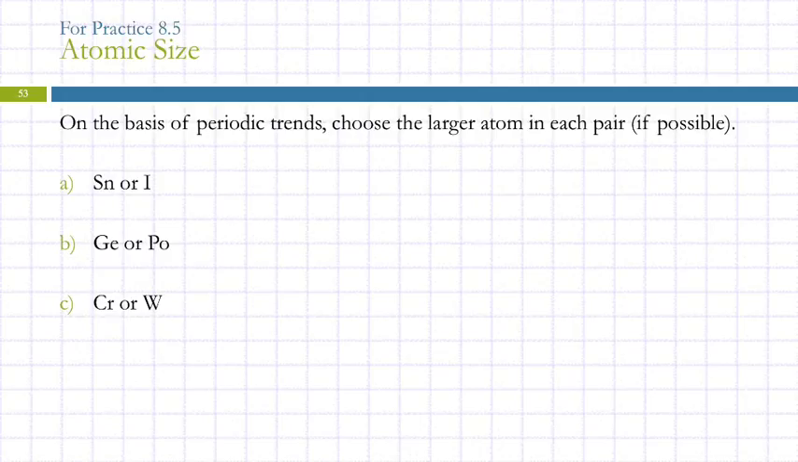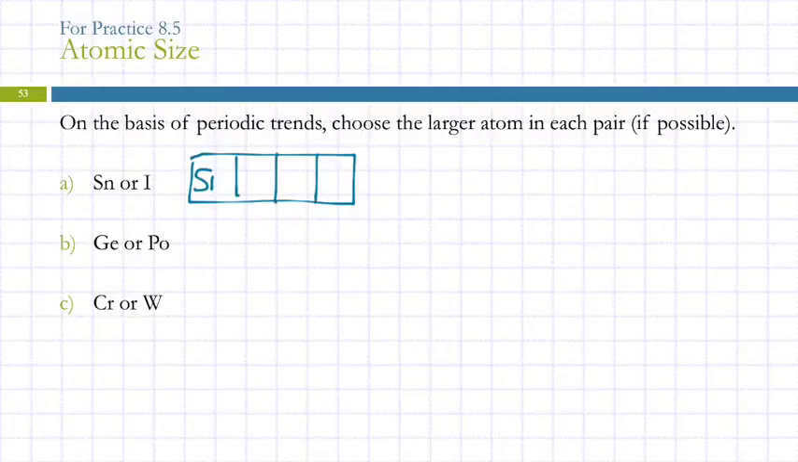Okay. So what should you be able to do with this? You should be able to answer questions like this. On the basis of periodic trends, not looking at a table of actual atomic radii, but just based on trends, which one's bigger? The way we do this is we find the elements in the periodic table. So we need tin and iodine. Since I don't have a periodic table up on this slide, I'm just going to draw them in here. So there's tin and iodine. You're just interested in where they are relative to each other. So we see that iodine is to the right of tin.